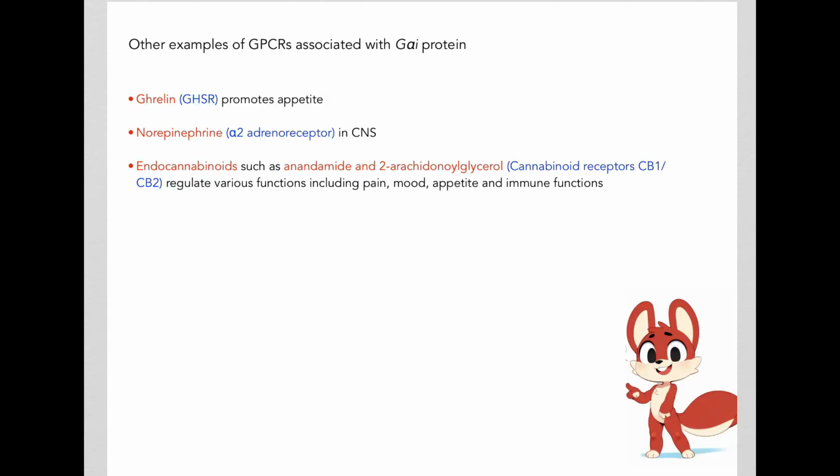Other examples of GPCRs that are associated with G-alpha-I protein include ghrelin, which binds the ghrelin receptor. We talked about it in a previous video. Norepinephrine binds the alpha-2 adrenergic receptor, as well as the endocannabinoids such as anandamide and 2-arachidonoyl glycerol. These signals bind the cannabinoid receptors such as CB1 and CB2, and these are involved in various functions including pain, mood, appetite, as well as immunity.